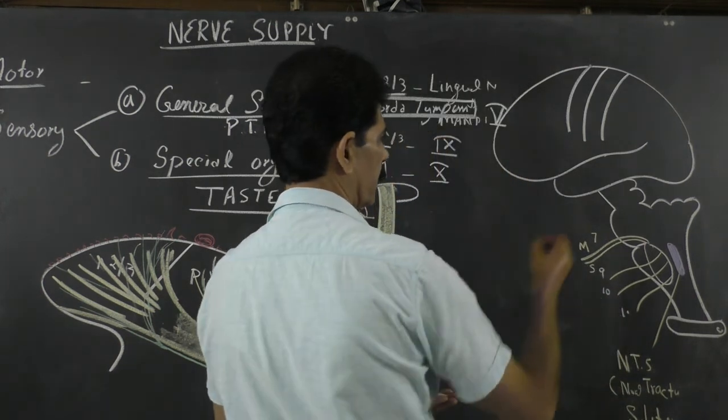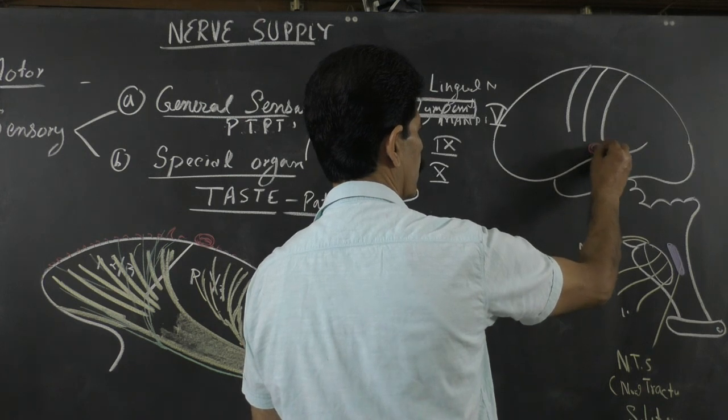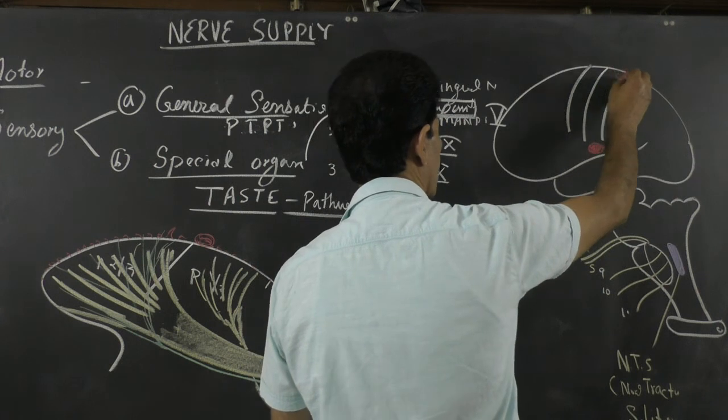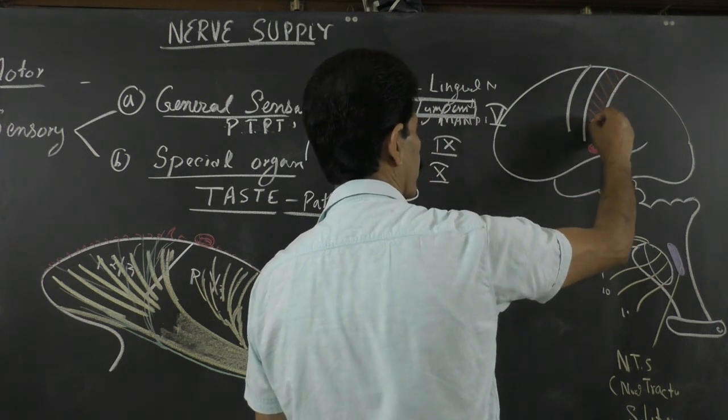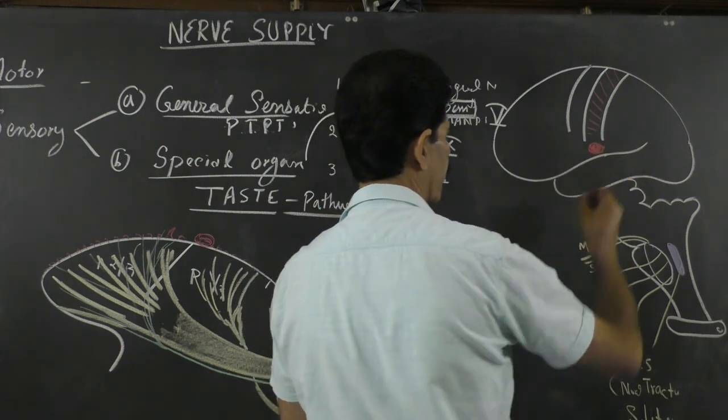And the taste area lies just above the lateral sulcus, just at the starting of the post-central gyrus. So this is the taste area, Brodmann's area number 43.